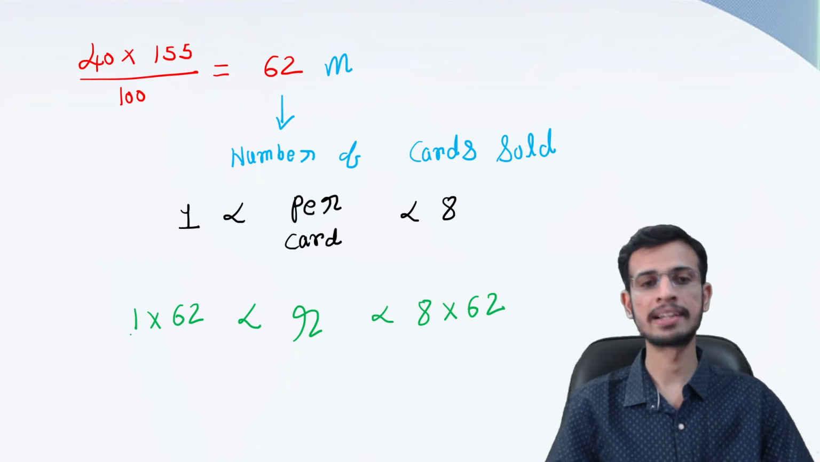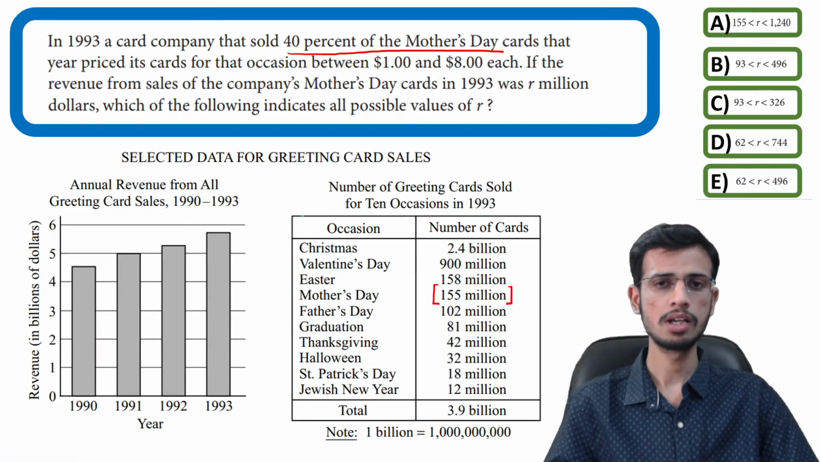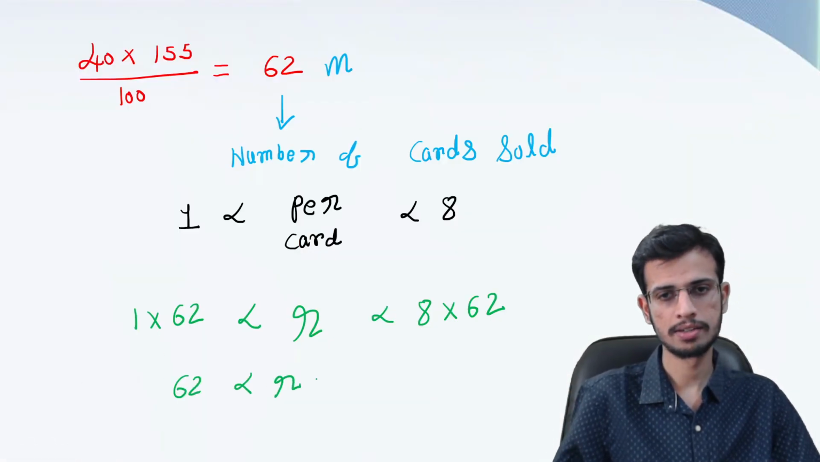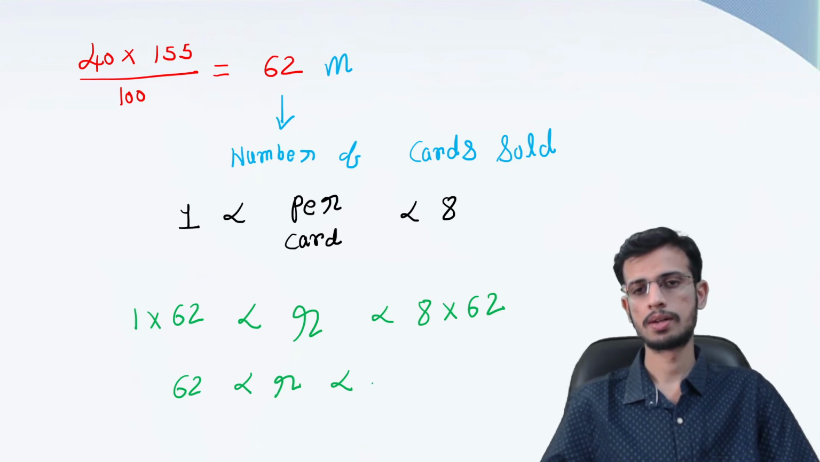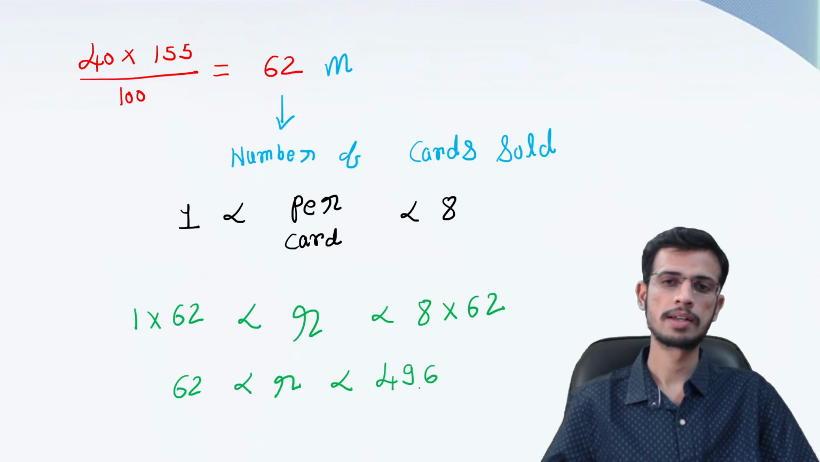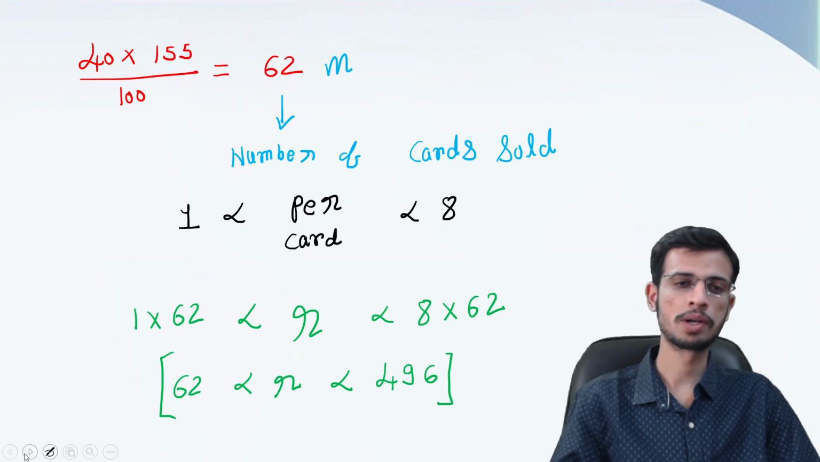This revenue is in million dollars, and all the options are in $1,000,000, right? So 62 less than R. What is 8 into 62? 496, right? So this is the possible range of revenue R.